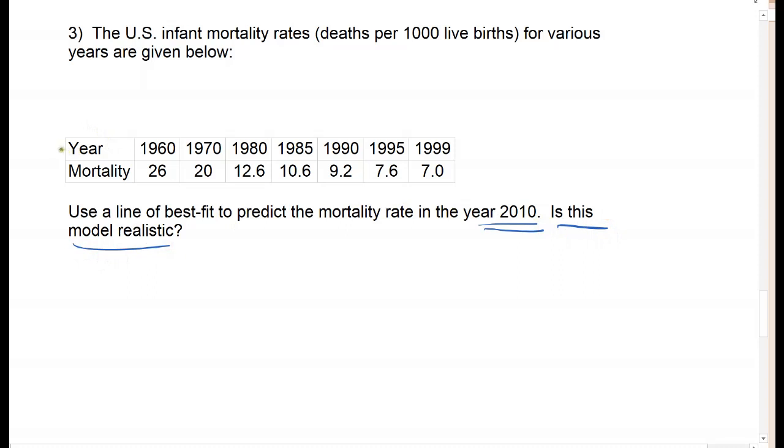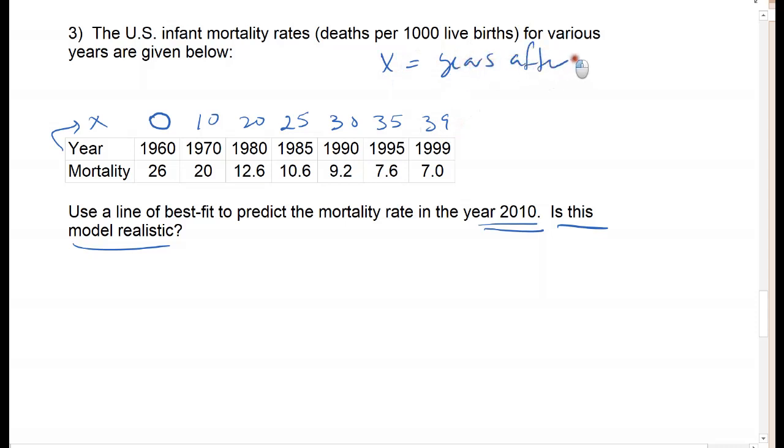So remember, years are always going to be the x values, and we're always going to start with year 0 as our starting point. So 1960 is our starting point, and then this would be the number of years after that. So 10, 20, 25, 30, 35, and 39, right? My x represents the years after 1960. That's the first piece of information. I don't have any information before 1960, so that's time 0. And then every year after that. Alright, that's going to go in list 1. So the mortality rate's going to go in list 2. That's my y value, that's my x value.